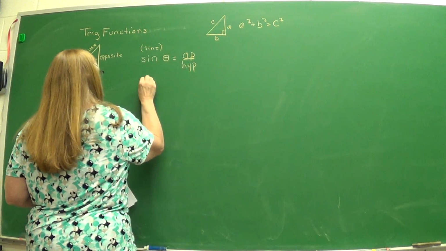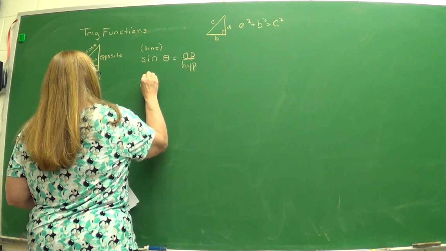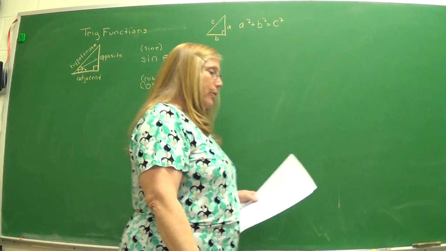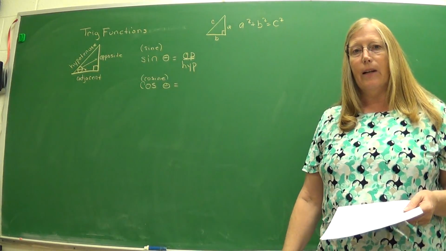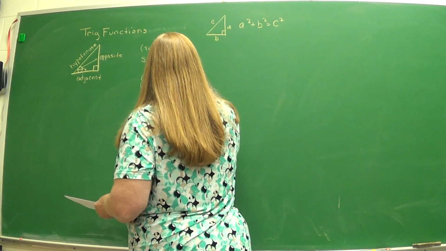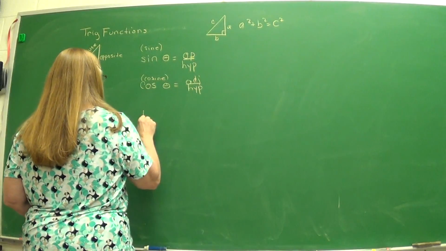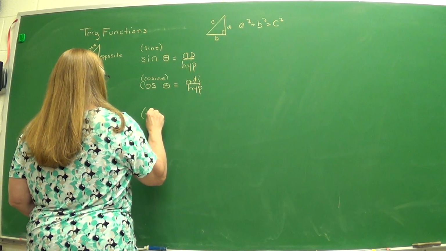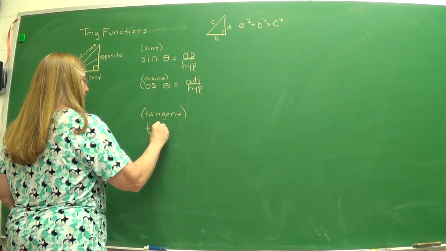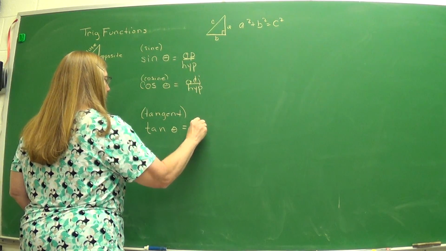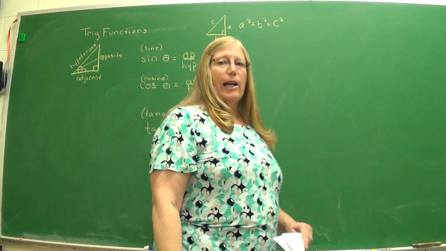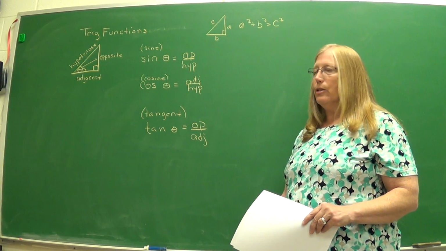Cosine is different. Cosine's full name, I use the abbreviations. Cosine is side adjacent divided by hypotenuse. Tangent, and tan theta is opposite over adjacent. So we have used up all the different sides that I have identified in the right triangle.